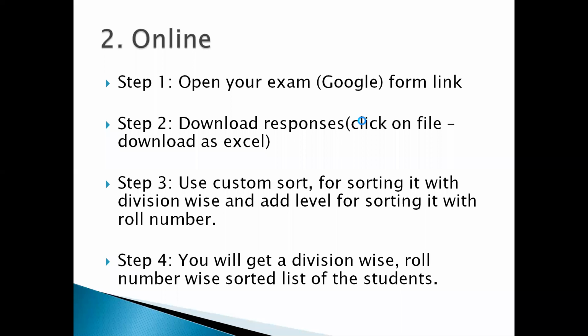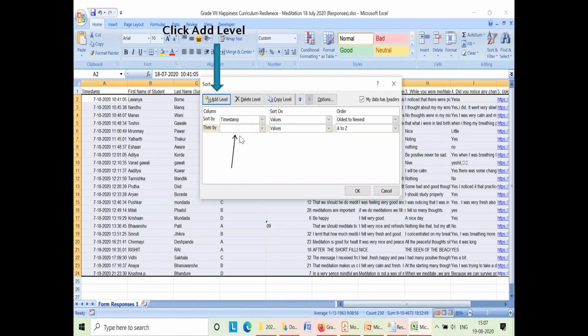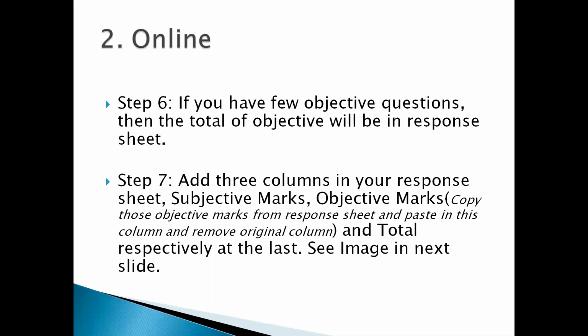See, so open your Google exam form link, download the responses, use custom sort, then add level, then you will get the division wise and roll number wise sorted students. See, it is shown over there how to do that. Select it, custom sort, add level over here first, then roll number, then look for the responses according to the timestamp that I have already shown you. You have to delete it if there is more than 1 response.